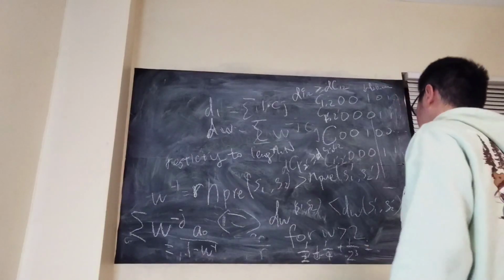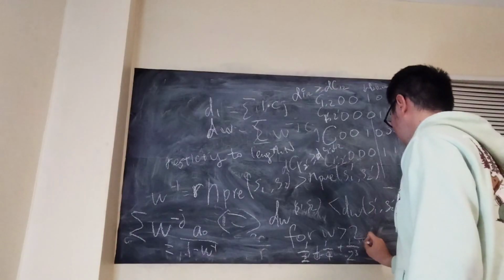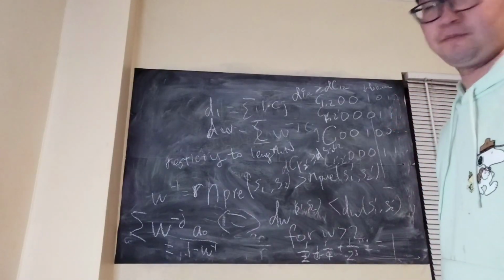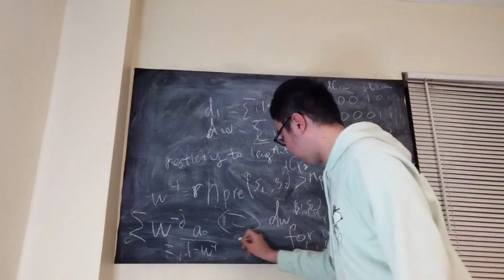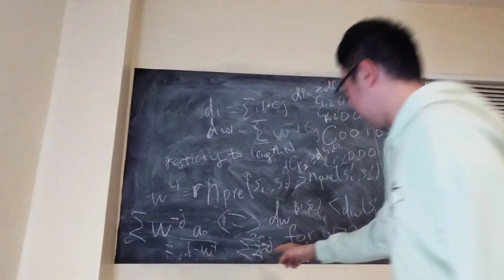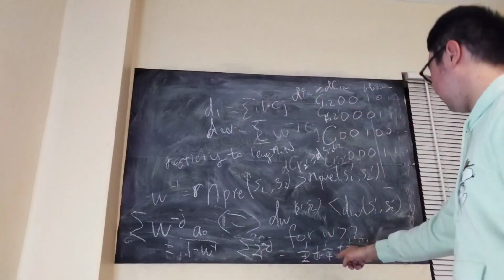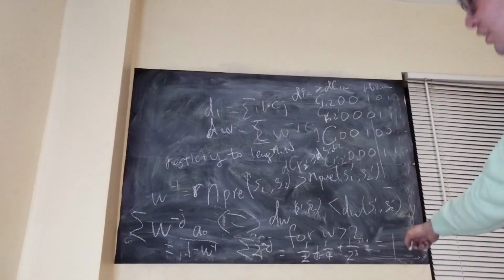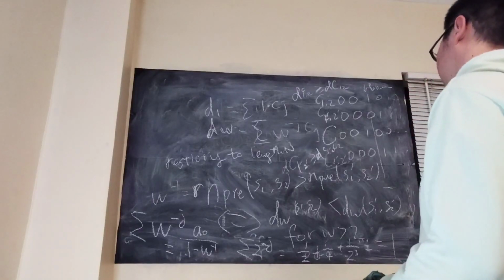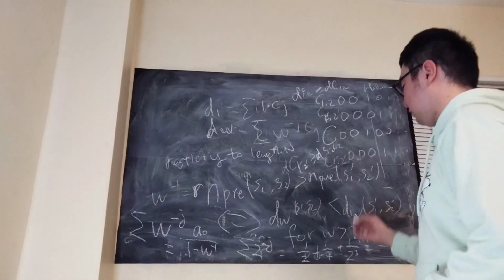This is equal to, well, the limit is 1. This is the sum of 2 to the power minus j, which equals 1 half plus 1/4 plus and so on, equals 1. We can take w equals 3 for convenience.